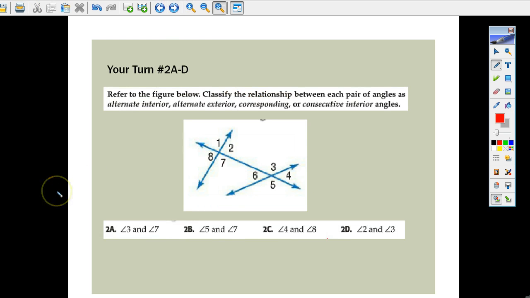Alright, so here's your turn, 2A to 2D. Go ahead and do those 4 problems. Classify those angles. Here are the terms up here. And come back when you're done.